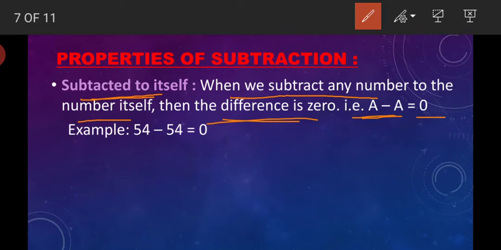Here I have taken an example: 54 minus 54 is 0. If we subtract any number from the same number, we get the result as 0. Suppose I subtract 25 minus 25, then also the result is 0.